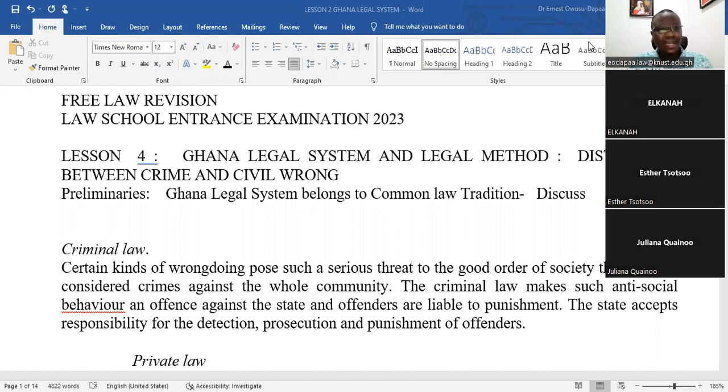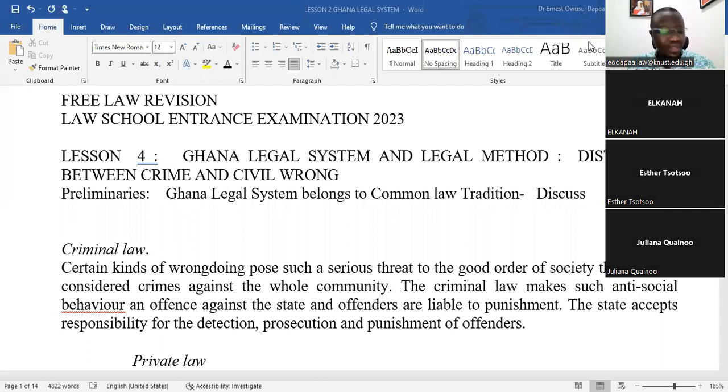So with respect to Ghana legal system, one thing I would like us to discuss, probably before we continue with what I propose to do with you, is how to distinguish between a crime and a civil wrong. I would like us to discuss this foundational issue. Ghana legal system belongs to the common law tradition, right? So assuming you have a very simple question like that, the Ghana legal system belongs to the common law tradition, discuss or comment on this statement.